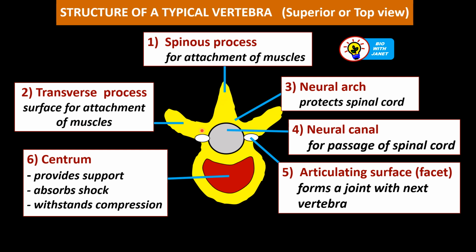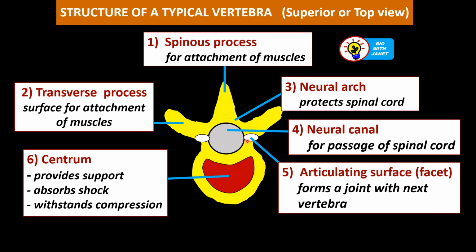Also, there are two transverse processes sticking out on the left side and the right side, and these again provide the surfaces for attachment of muscles. Then we have the hollow center part here, which is called the neural canal, for the passage of the spinal cord. Now, the neural arch is just a curved structure above the neural canal. This helps to protect the spinal cord.